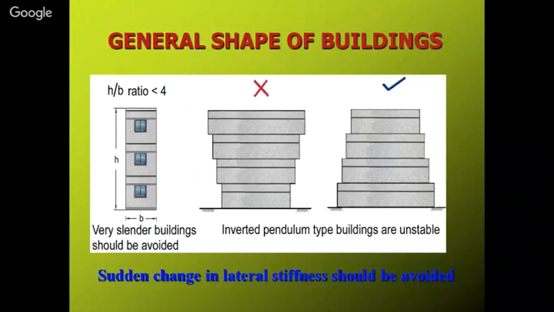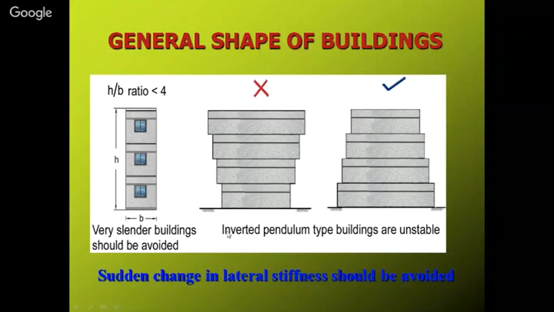Another thing: when you have a high rise building, suppose a 3 to 4 story building, in that case the H by B ratio should be less than 4. You have seen many buildings having a very small covered area on the ground floor, and after that this kind of building is there. Why does a builder make this kind of structure? Because there is a restriction on covered area at the ground floor. So here we are discussing the H by B ratio of the building.